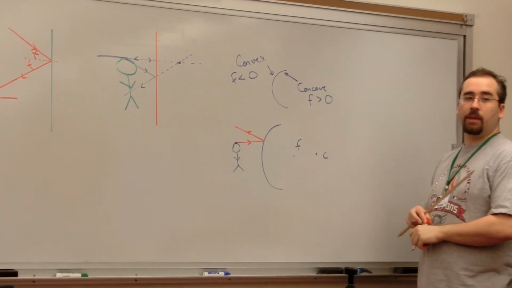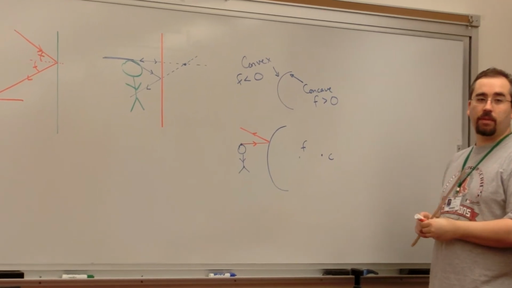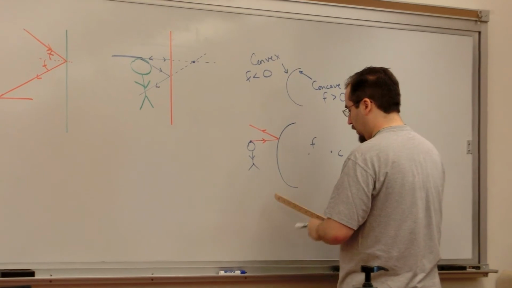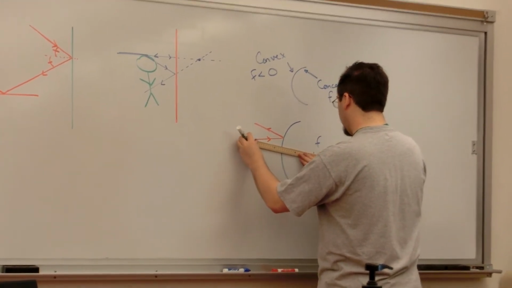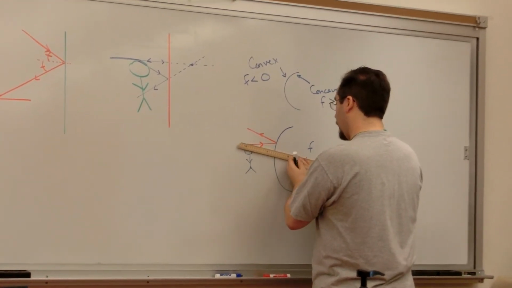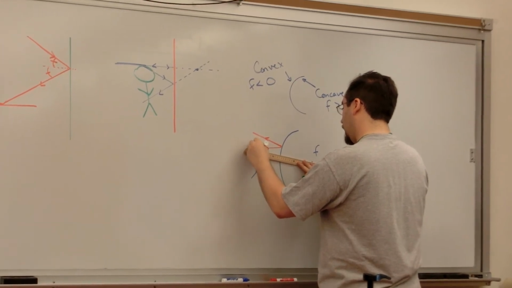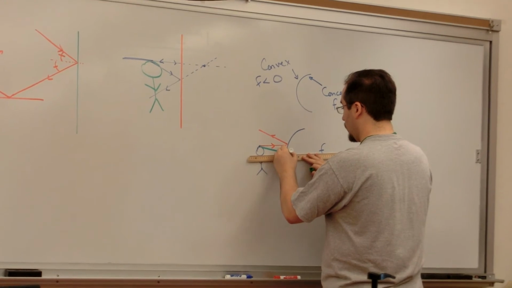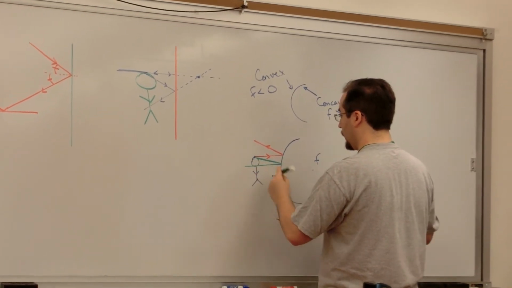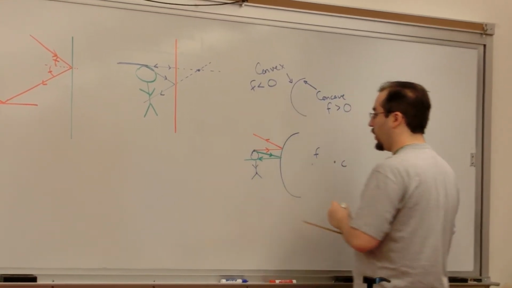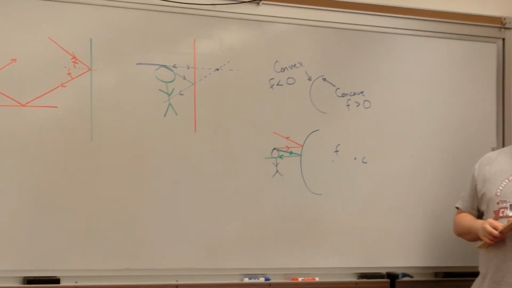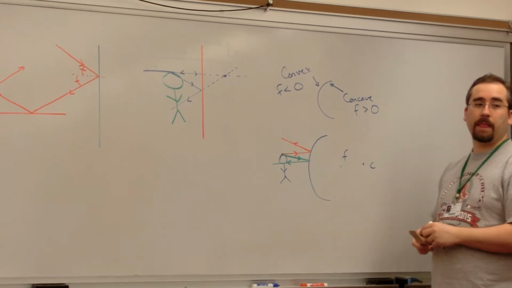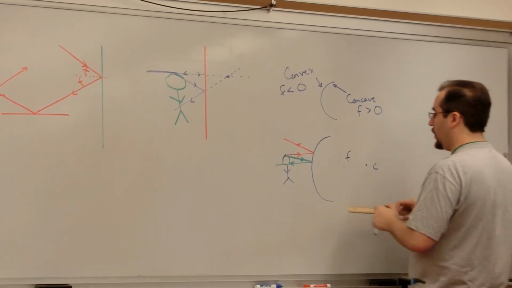Alright? What does my second ray do? Goes in toward the focal point, into the focal point. And then what? Out parallel. Are the red ray and the green ray going to intersect? No. So what do I have to do? Extend them. I have to extend them into the mirror.